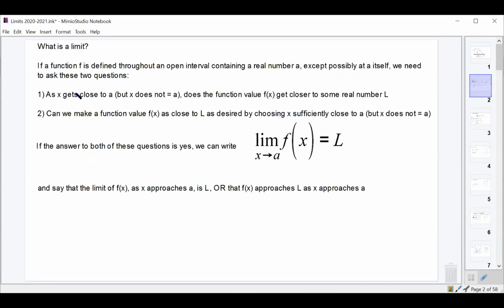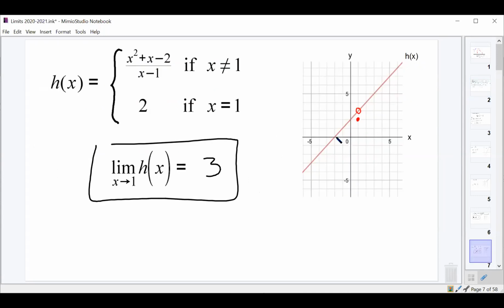One, as x gets close to a, but x does not equal a, does the function get closer to some real number? Well, yeah. As x gets very, very close to 1, my function gets very, very close to 3. It doesn't have to get to 3. It just needs to get very close to it as I get close to 1. And can I get as close to 3 as I want? Can I get to 2.999999999? I can. I just have to find the right x value for that.